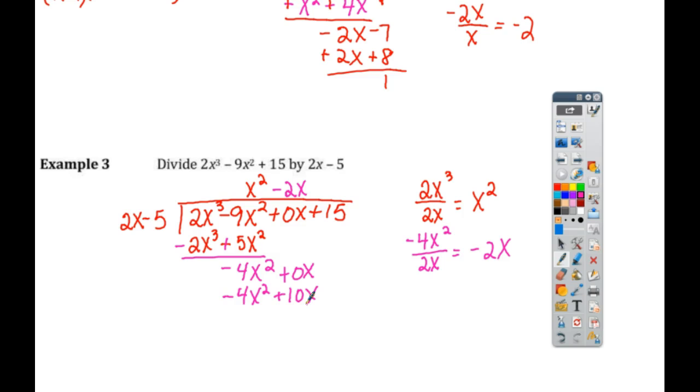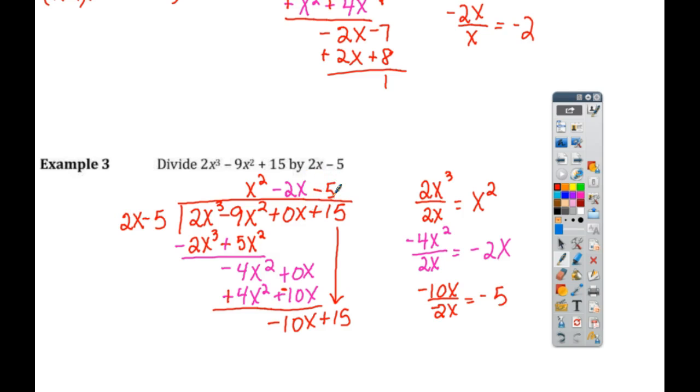But now I'm going to subtract. So when I subtract, this becomes positive and this becomes negative. So my x squareds cancel out, and now I bring down negative 10x. Bring down the 15. And so the last step, I'm going to take the minus 10x and divide it by 2x. It's just negative 5, correct? So the negative 5 goes right here.